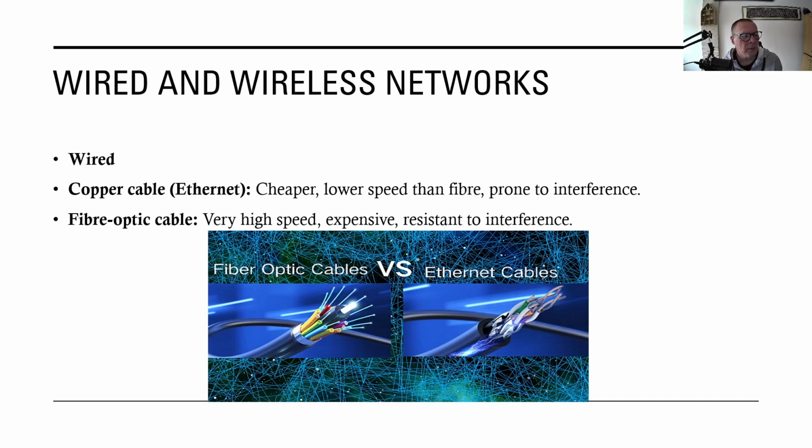We also have different connection methods. We have wired and wireless networks. There's various types. Wired connections can be things like copper cable. They're used in Ethernet. It's relatively cheap, not as fast as fiber, and because it uses electrical cable, it is prone to electronic interference. Fiber optic cable is very high speed. It's a bit more expensive. It is resistant to interference, and more fiber optic cable is being laid all the time and replacing some of the copper cables that were being used before.